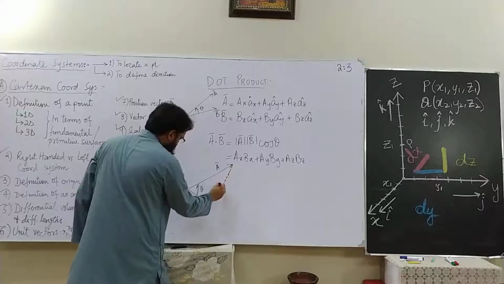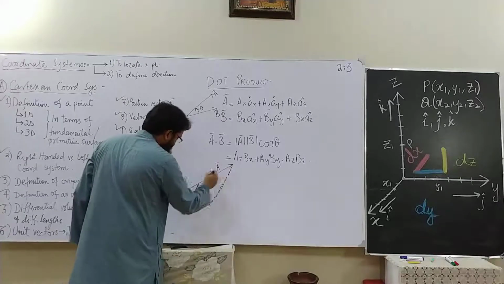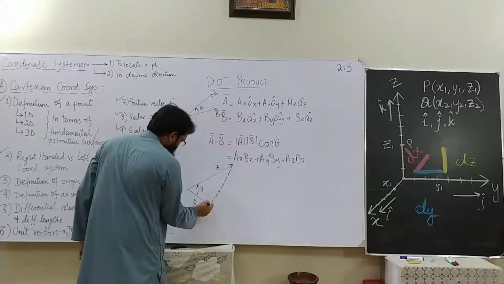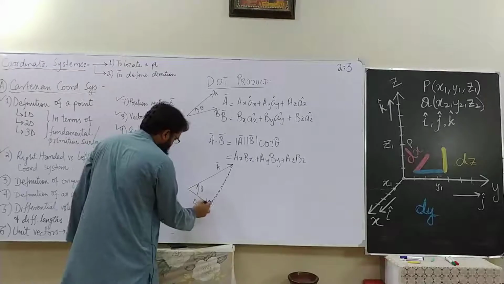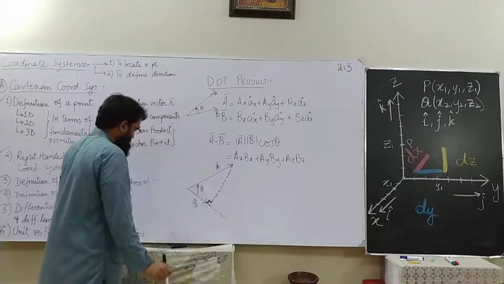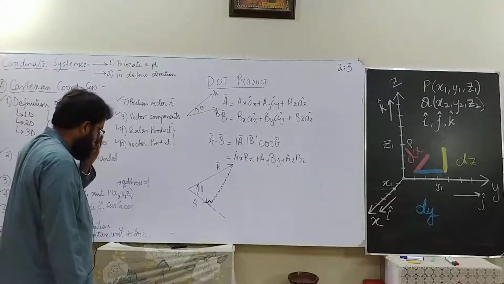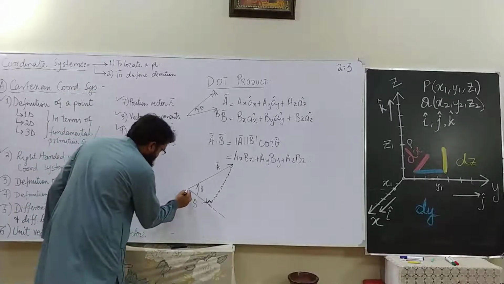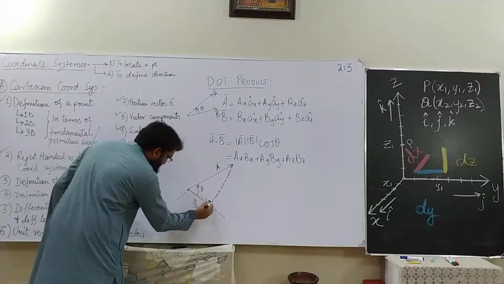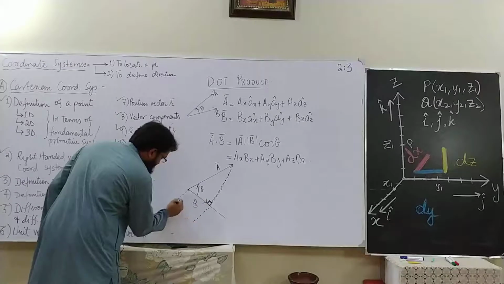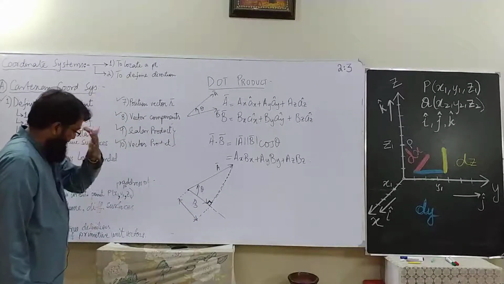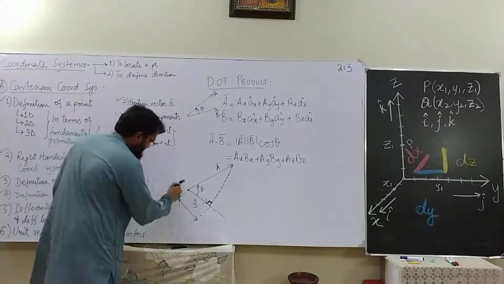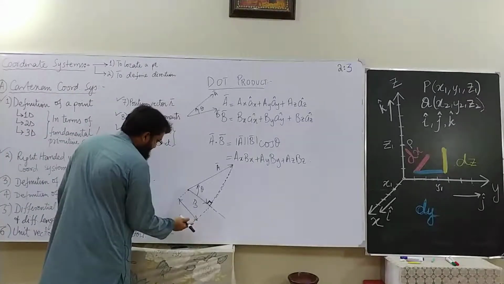So the projection, the shadow that vector A will make on B, that projection will be at 90 degrees with respect to the direction of vector B. So this distance from this point to this point is nothing but what? Is nothing but scalar projection. So how we find the scalar projection? How can we find the scalar projection?